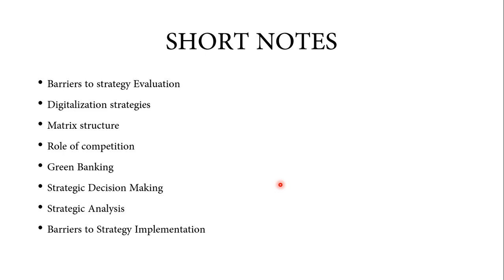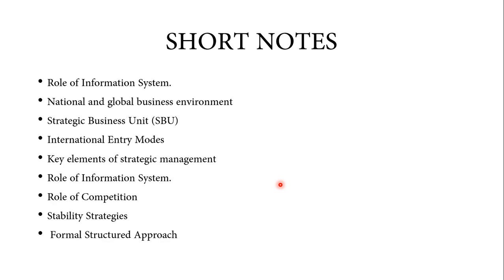And the last set, role of information system, national and global business environment, we have SBU, international entry modes, elements of strategic management, role of information system. Okay, that is the same role that is already repeated. Role of competition, okay, stability strategies and formal structured approach.